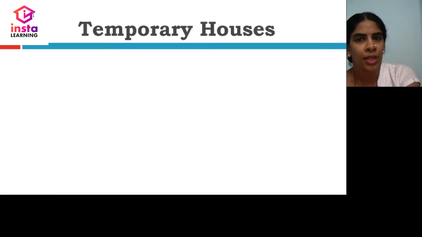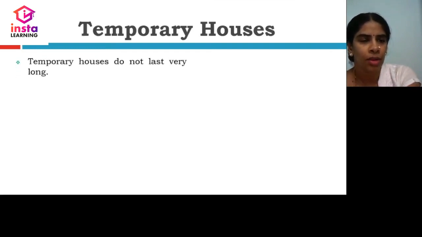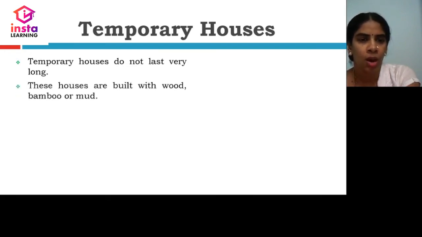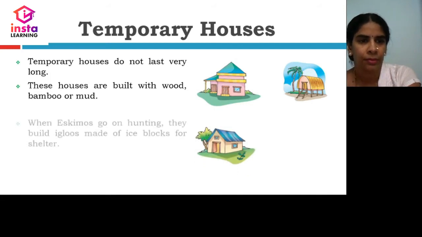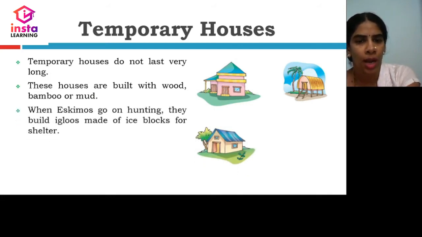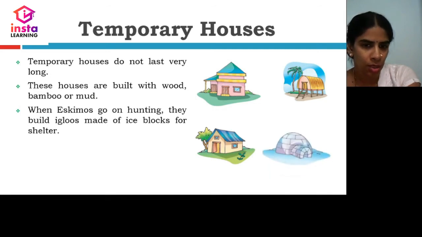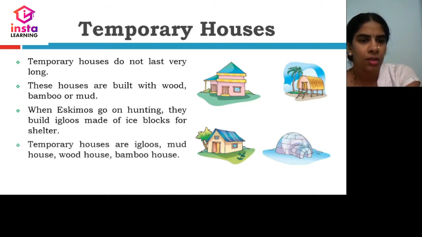Let us learn about temporary houses. Temporary houses do not last very long. These houses are built with wood, bamboo or mud. When Eskimos go hunting, they build igloos made up of ice blocks for shelter. These are temporary houses constructed for the time being. Temporary houses are igloos, mud houses, wood houses and bamboo houses.